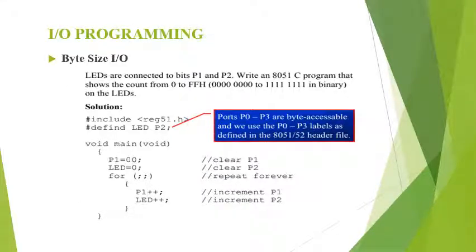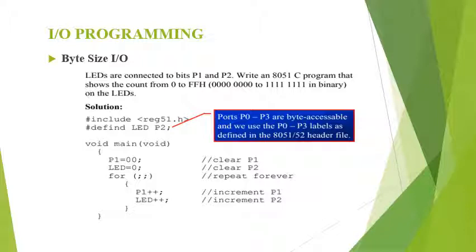Next topic is I/O programming. In that we have byte-size I/O programming. The example we have is LEDs connected to ports P1 and P2. Write an 8051 C program that shows the count from 00 to FFH on the LEDs.